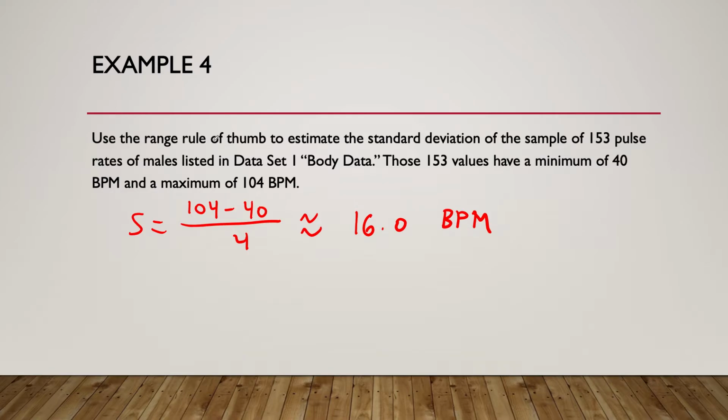And we want to use the range rule of thumb to estimate the standard deviation of the sample of 153 pulse rates of males listed in the Dataset 1 Body Data dataset. From these 153 values, they have a minimum of 40 beats per minute and a maximum of 104 beats per minute. So the range will be 104 minus 40 divided by 4 for this approximation. This gives us about 16.0 beats per minute as an approximation of the sample standard deviation.